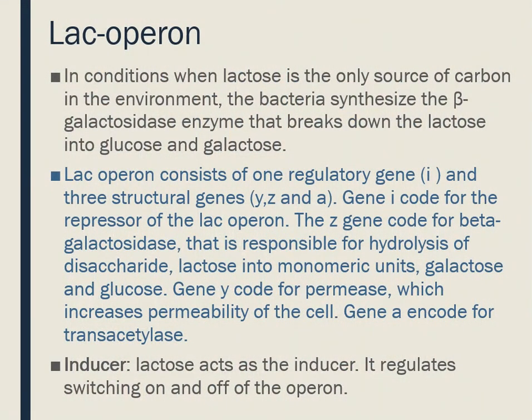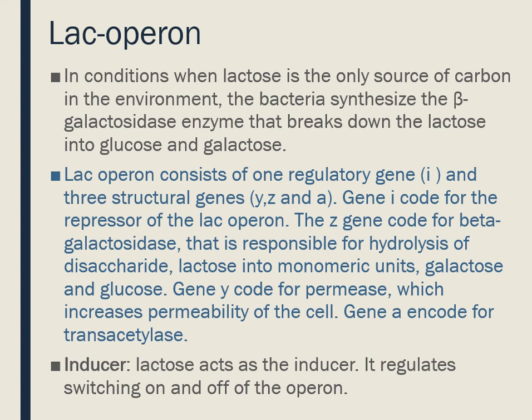Now we have the lac operon, the lac operon in E. coli. In conditions when lactose is the only source of carbon in the environment, the bacteria synthesize the beta-galactosidase enzyme that breaks down the lactose into glucose and galactose. The lac operon consists of 1 regulatory gene I and 3 structural genes, that is Z, Y and A.